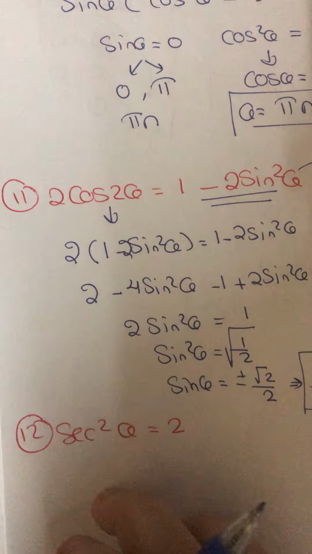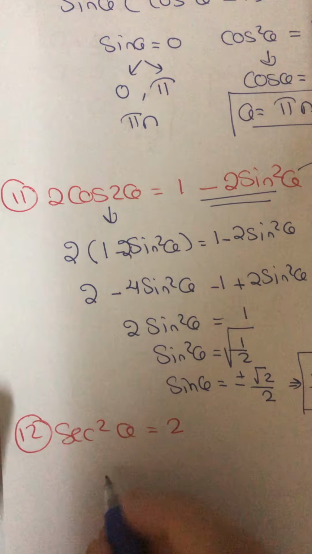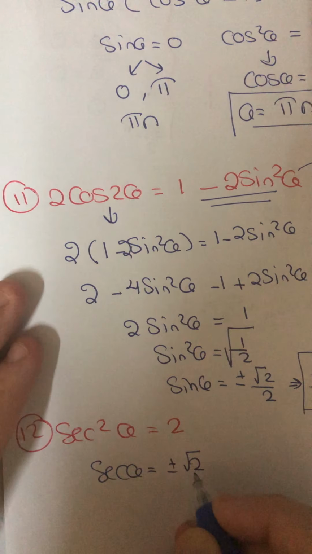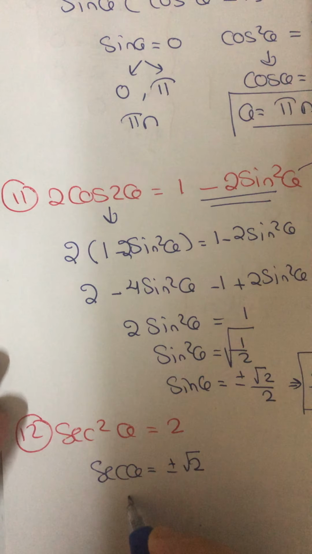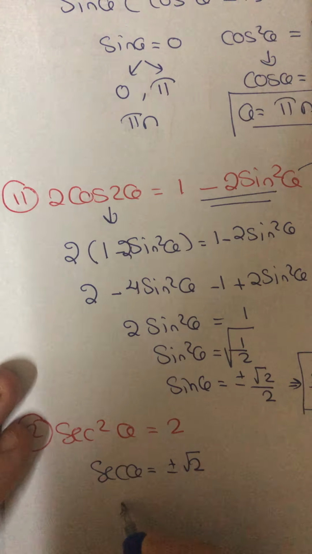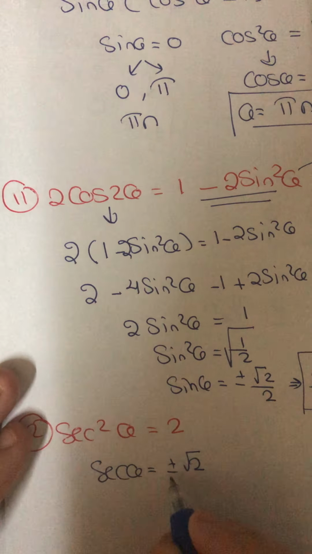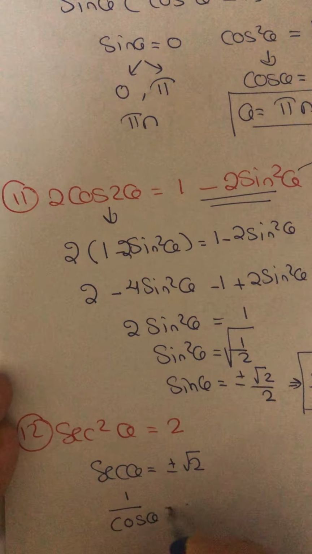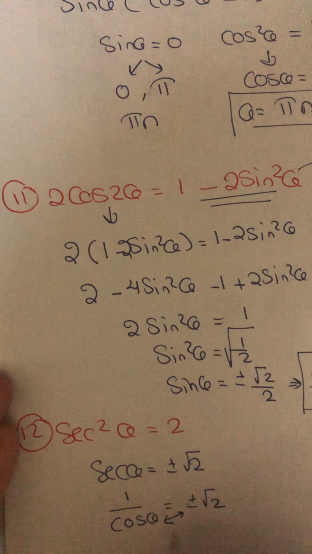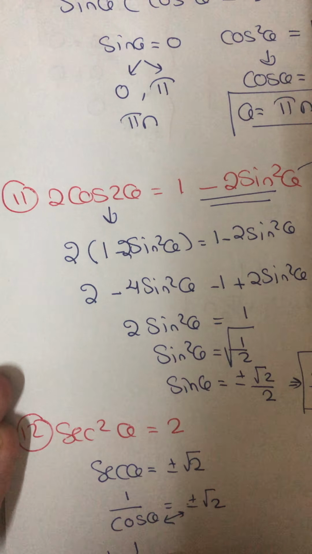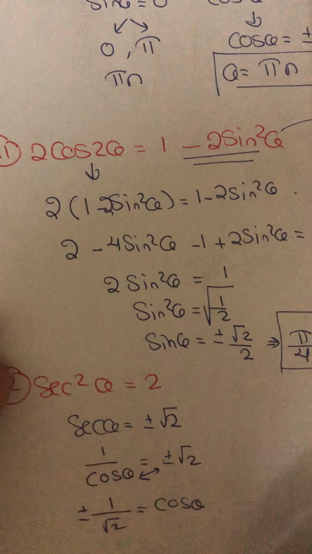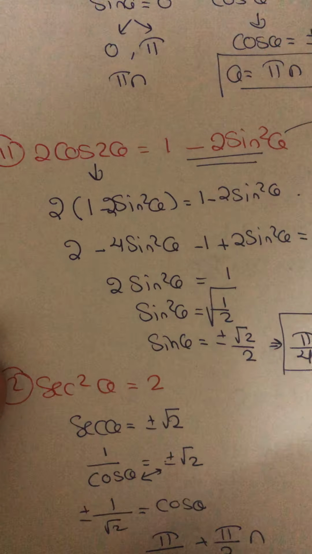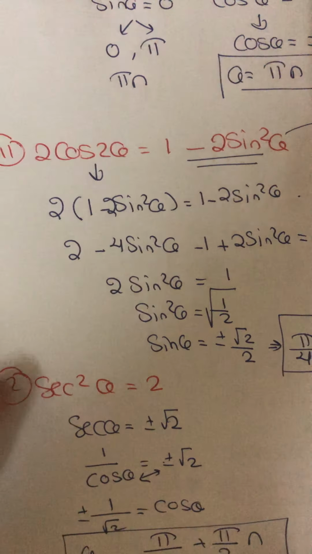And for this question, sec squared theta, okay, I will just root directly. So sec theta is equal to positive or negative root of 2. And when does that happen? You can change it to 1 over cosine if you wish, but actually it happens where the cosine is root of 2 over 2, positive or negative. If you change it to 1 over cosine theta equals positive or negative root of 2, and you swap, 1 over root of 2, plus or minus, equals cosine theta. And this happens every quarter, so pi over 4, and it repeats itself every pi over 2n, whatever the number of n.